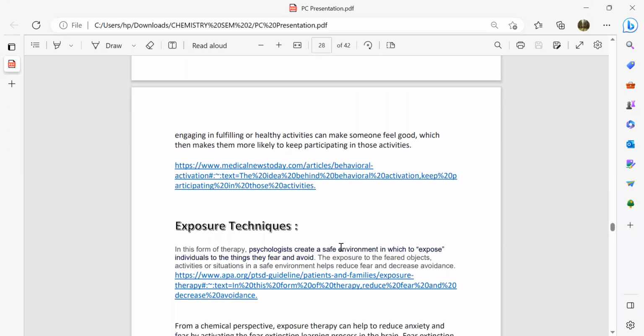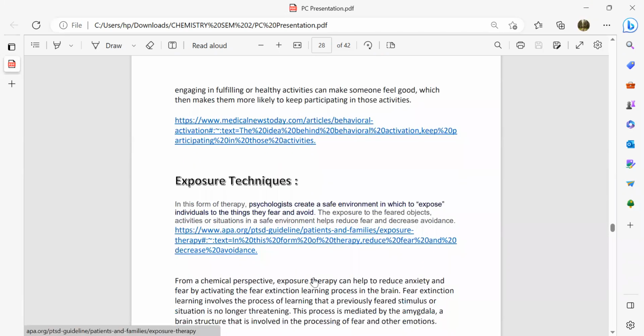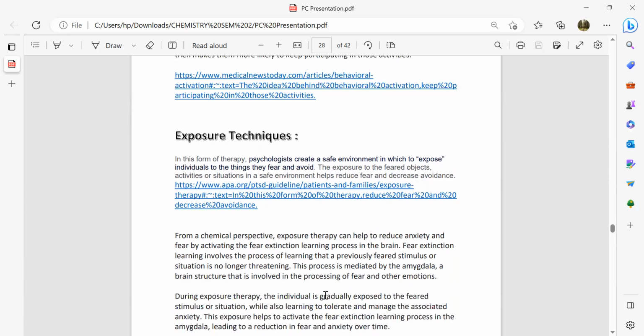Exposure techniques. In this form, psychologists create a safe environment in which to expose individuals to things they fear and avoid. From a chemical perspective, exposure therapy can help reduce anxiety by activating the fear extinction learning process in the brain. Fear extinction learning involves learning that a previously feared stimulus or situation is no longer threatening.